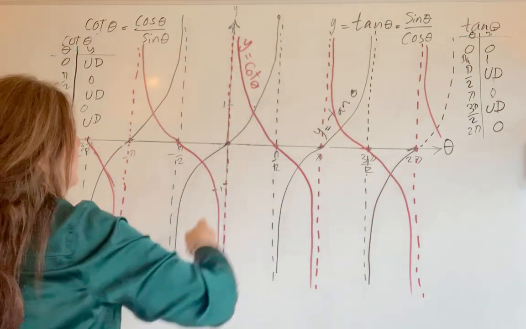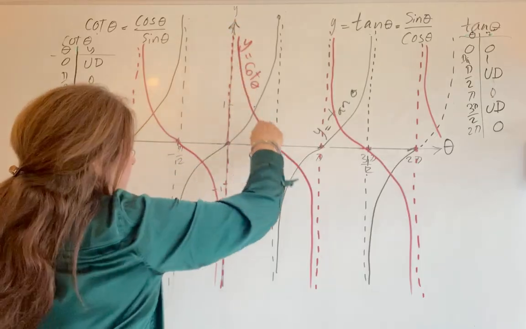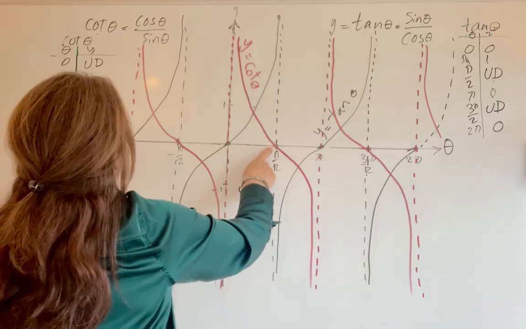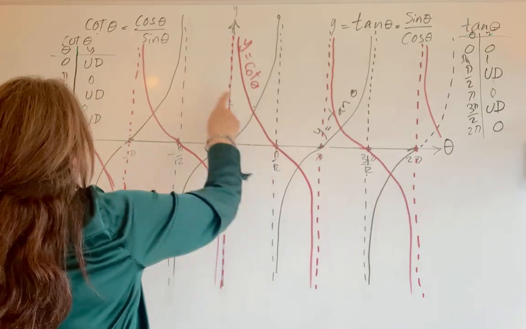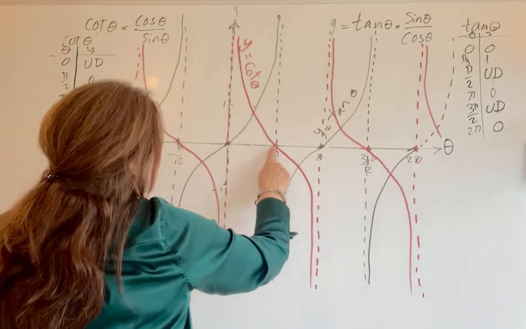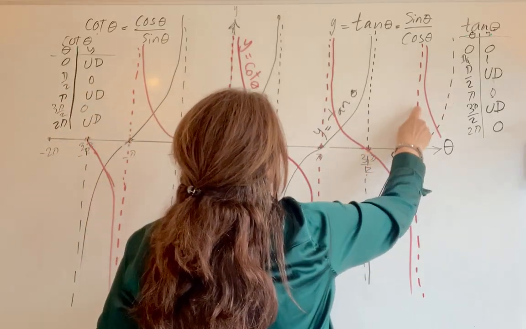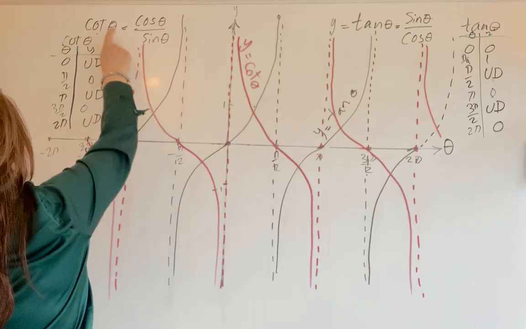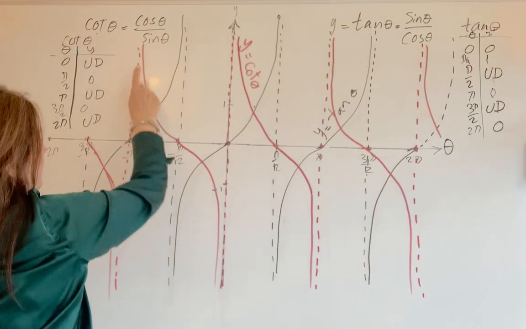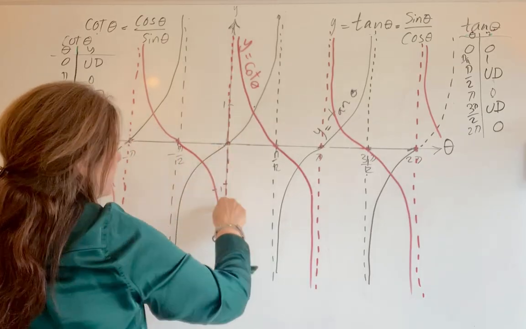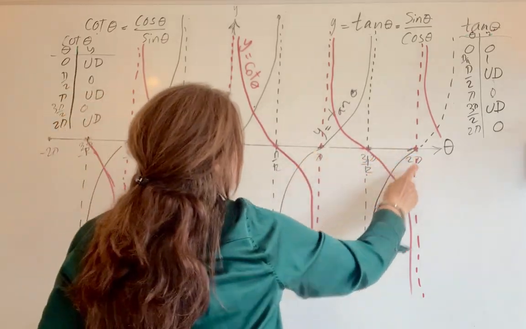It goes from positive infinity to negative, and cotangent gets 0 here. Why? It gets 0 here because cosine gets 0 here. Cosine starts from 1, gets 0, -1, 0, and here. When sine is 0, cotangent is undefined. Sine is 0 here, so we have an asymptote here at 0 and here at 0.